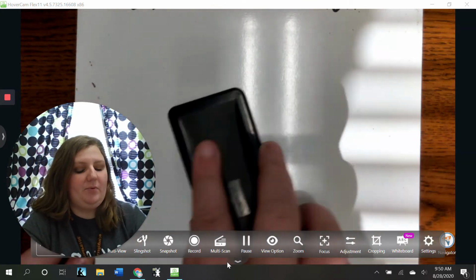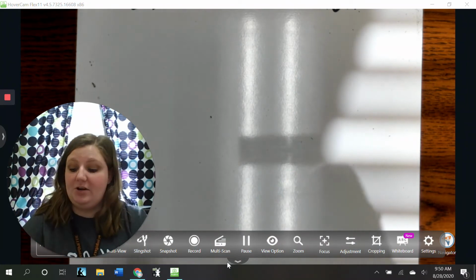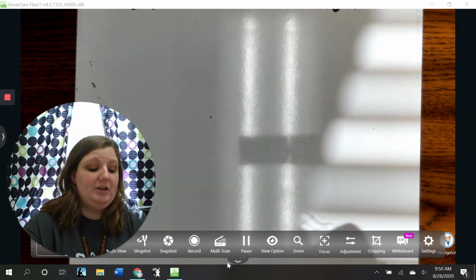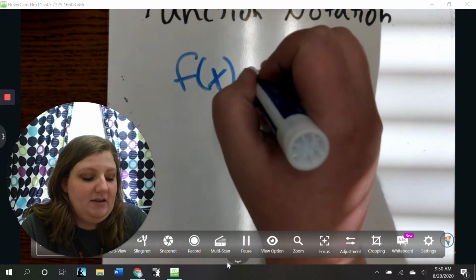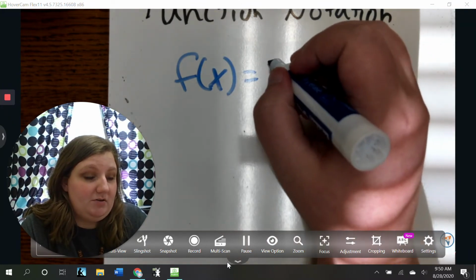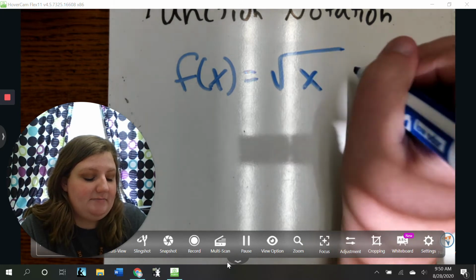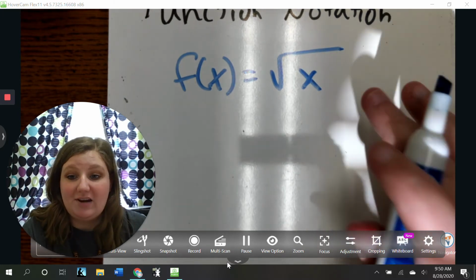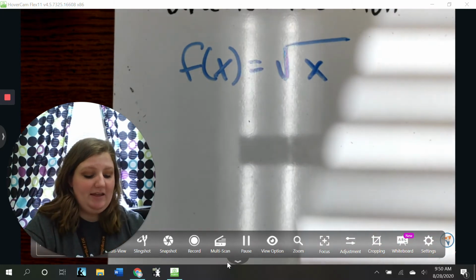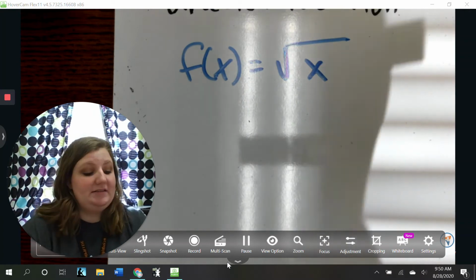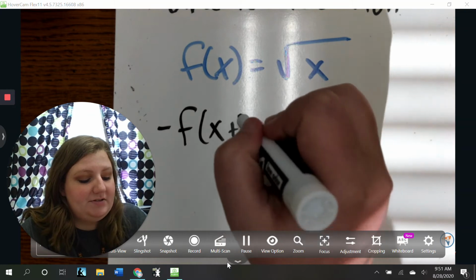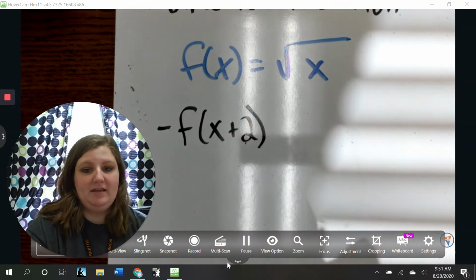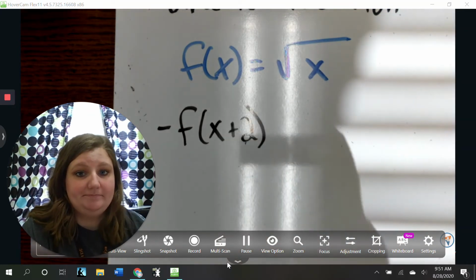So that's going to be important when we talk about transformations later, inside versus outside the function. So say we had something like f of x equals the square root of x. Okay? That's a parent function right there, right? So if I want to know what is negative f of x plus 2, okay? Negative f of x plus 2.